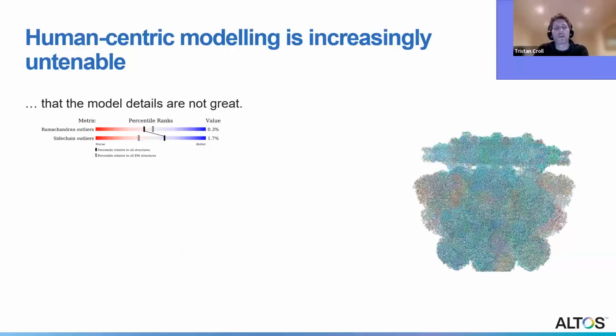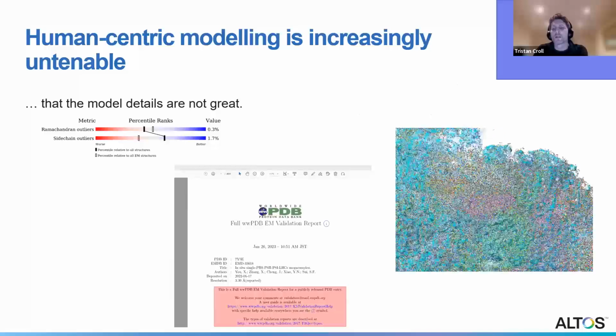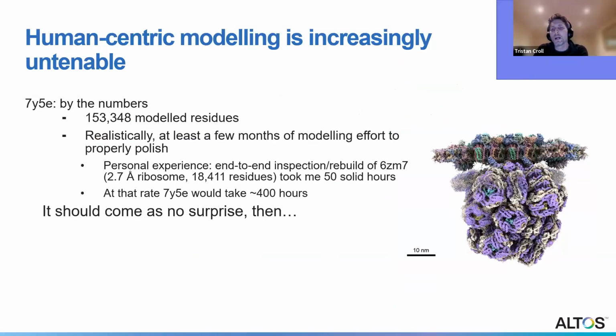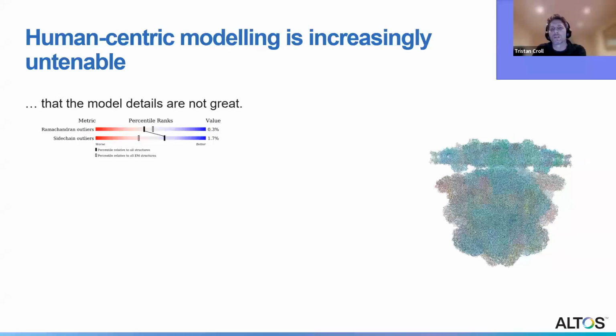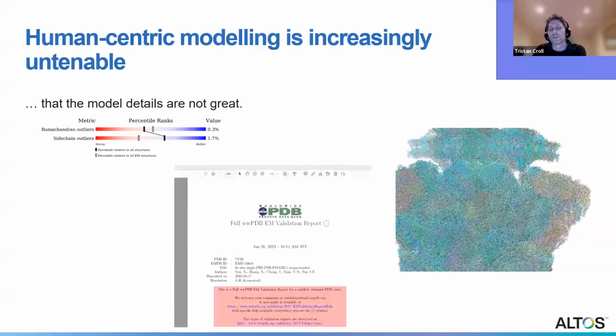I'll skip past this. The basic idea of this one is that the reason why we really need to get past the idea that human eyes should see each residue in context at least once is that we're starting to see models like this. At the rate I worked on a ribosome a few years back, you're talking 400 hours of non-stop human time to get through that end to end. It's just not possible, which is why the details aren't great, and the validation report is almost 5,000 pages long.